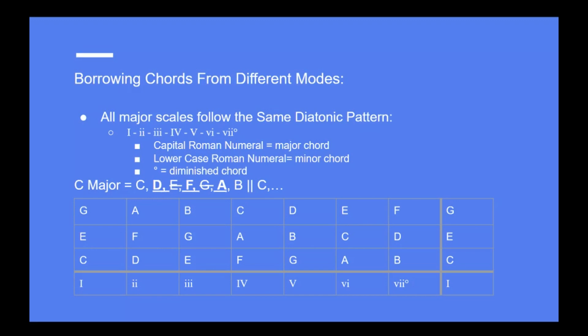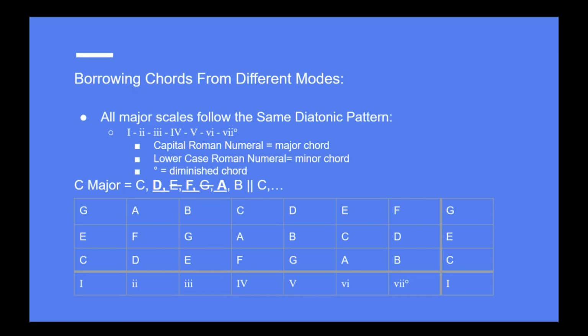In this case, a capital Roman numeral is a major chord, a lowercase Roman numeral is a minor chord, and a little degree symbol after a minor chord means that it's a diminished chord. So a C major scale would have the chords C major, D minor, E minor, F major, G major, A minor, and B diminished. And this pattern applies to all major scales.